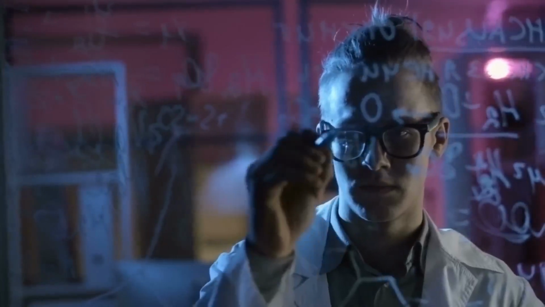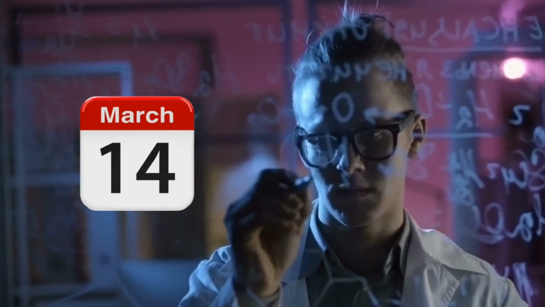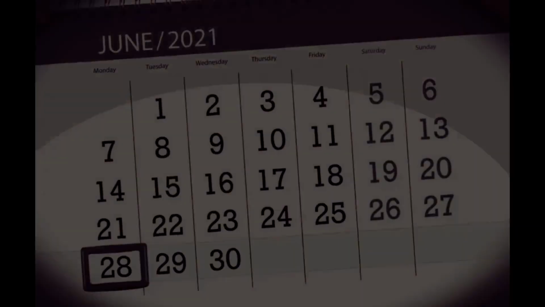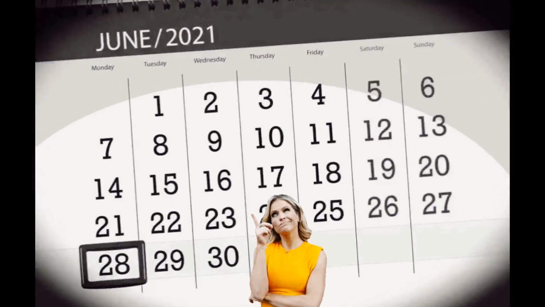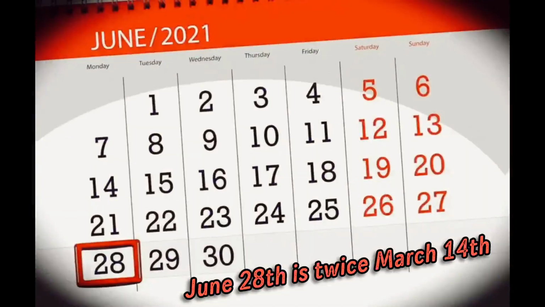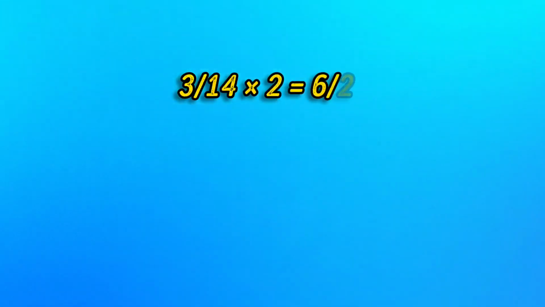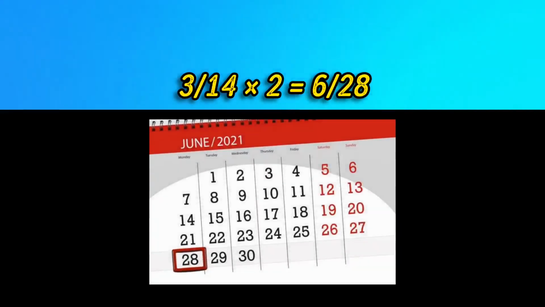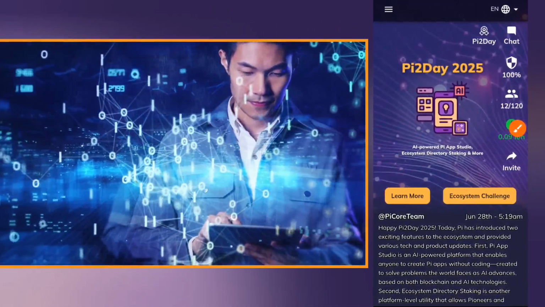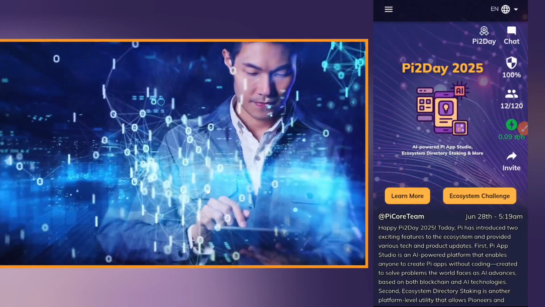Now, because the date resembles the first few digits of pi, the Pi2Day gets its name because the square of pi is approximately 9.8. If you look at the date, which is June 28, because the Pi2Day was June 28, you will know that it can be written as 6 over 28. Now, this is significant because June 28 is twice of March 14th. This is how it works. The summary of this: 3 over 14 multiplied by 2 gives you 6 over 28. So if you calculate it from March to June, that is the 6th month of the year. So this is a clever play on the mathematical relationship, which all connects to the original Pi Day.